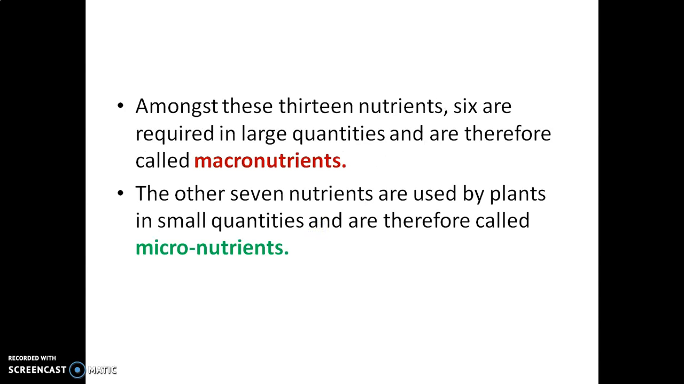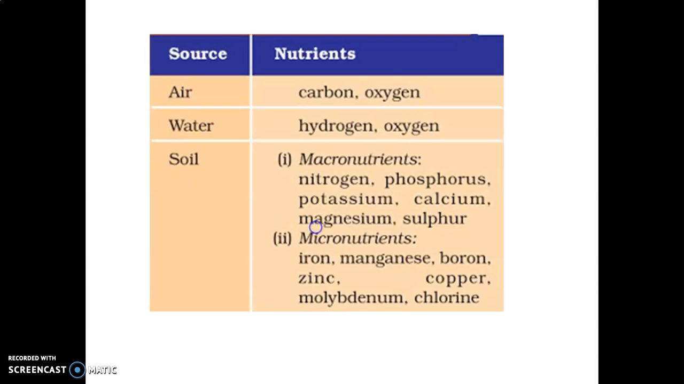Among these 13 nutrients, 6 are required in large quantities. That's why they are termed as macronutrients. The other 7, the remaining 7 nutrients, are used by plants in small quantities. Okay, that's why they are known as micronutrients. Now let's discuss a table. The same table is given in our textbook.